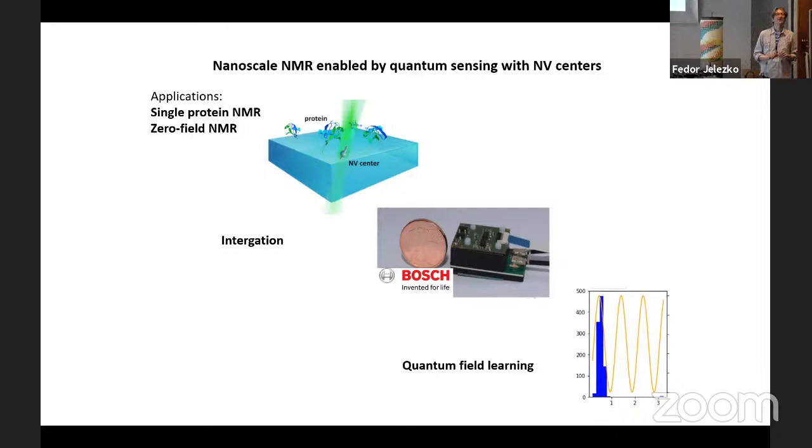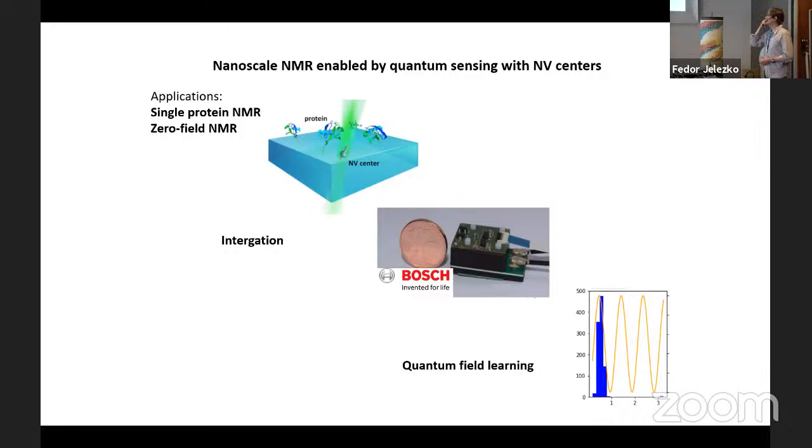Remember that an NMR spectrometer is measuring with a coil, and the sensitivity of the coil goes to zero at very low frequency. So here, atomic magnetometers or NV centers can be a very interesting application. This is the area where you cannot measure NMR spectra using conventional techniques, not just because it's noisy, but because the sensitivity goes to zero. And I think that Dima is going to talk more about this.